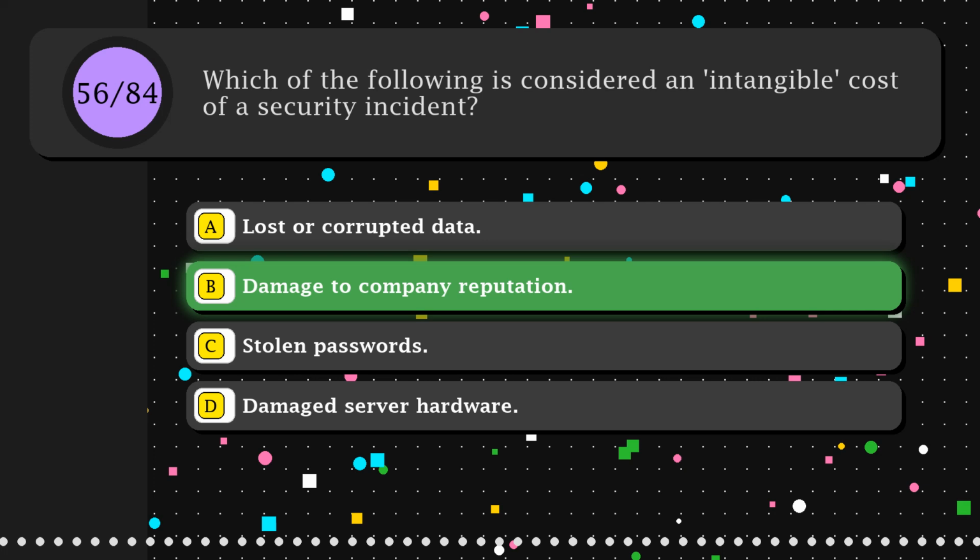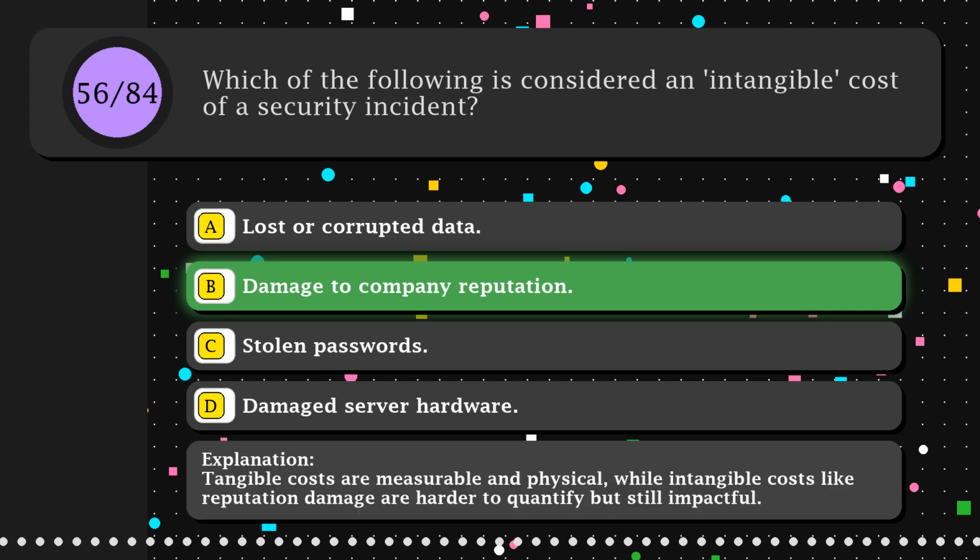The correct answer is option B, damage to company reputation. Tangible costs are measurable and physical, while intangible costs like reputation damage are harder to quantify but still impactful.